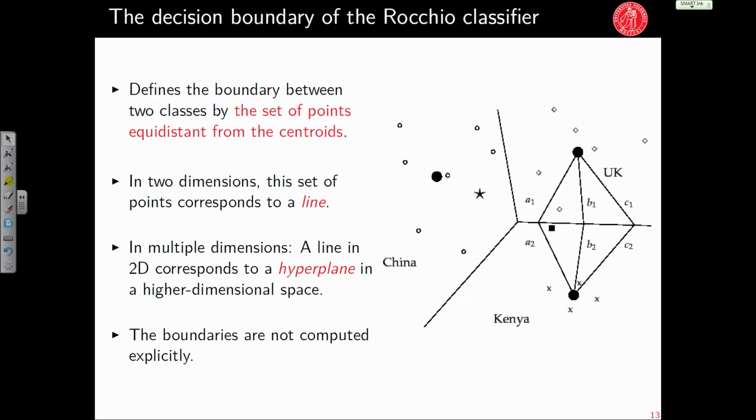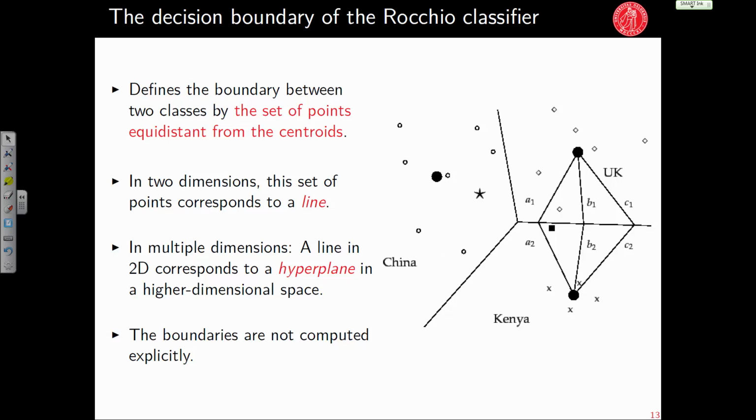So let's look at this example here. How does a Rocchio classifier define a decision boundary? The decision boundary defined by Rocchio between two classes is the set of points that are at equal distance from the two centroids of these two classes. So let's look at this example. Again, the circles are documents representing the class of China, X is Kenya, and diamonds are the UK, and these solid points here are the centroids.